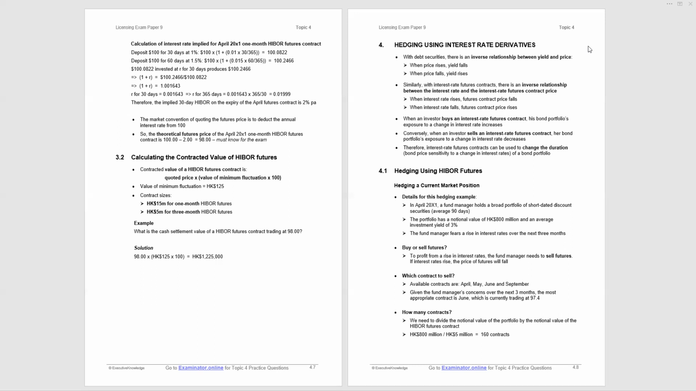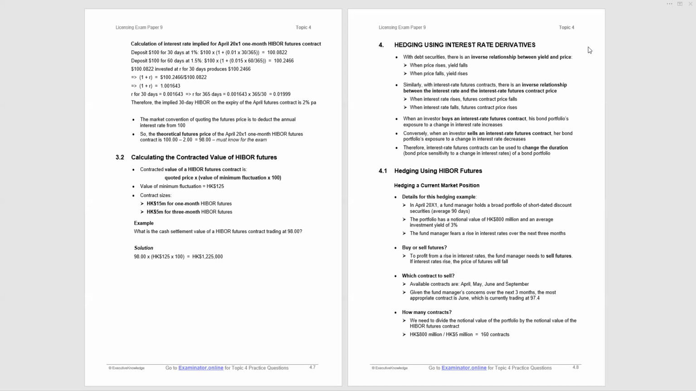And as it says, given the fund manager's concerns over the next 3 months, most appropriate contract is June, because it's April now, April, May, June, 3 months. And we're told that that contract is trading at 97.4, the equivalent interest rate 2.6%. So how many contracts do you sell? Be aware of this. It can easily come up in the exam.